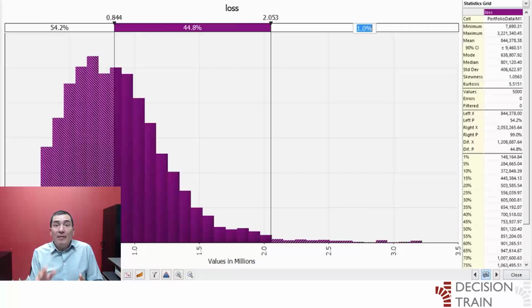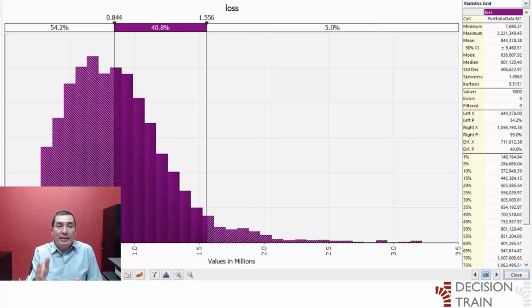By doing this, the value on top of the right vertical delimiter will display a value of $1.556 million. This is the 95th percentile. In other words, we can now state that this loan portfolio carries an expected loss of $844,000. It also has a 95th percentile of $1.556 million, meaning that the difference between its 95th percentile and the mean, 711,812, represents unexpected losses at a confidence level of 95%.